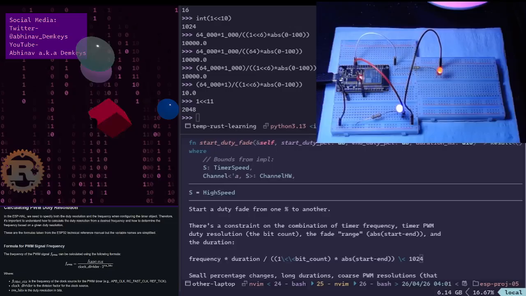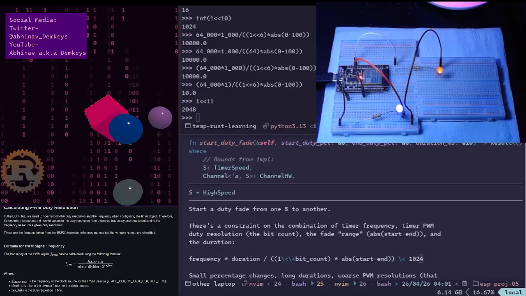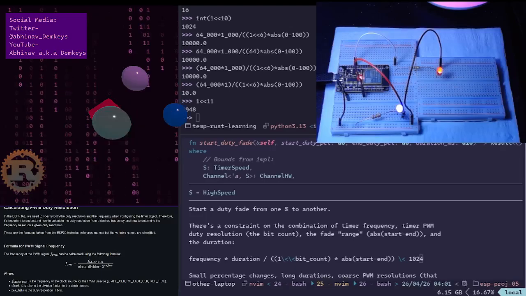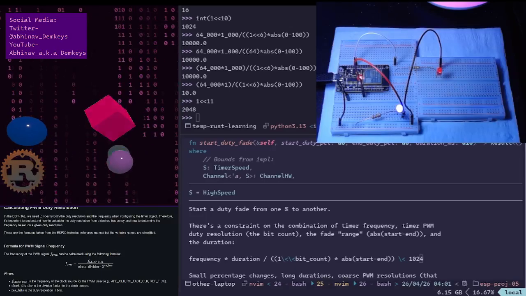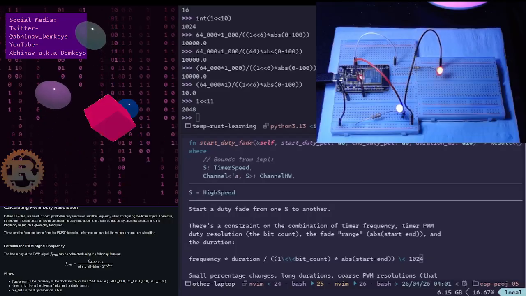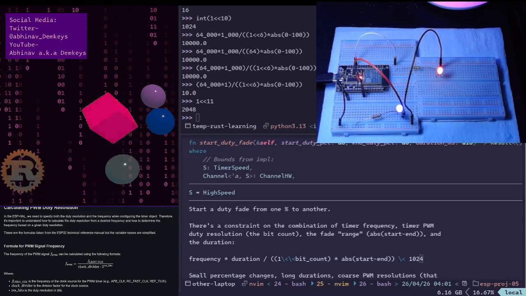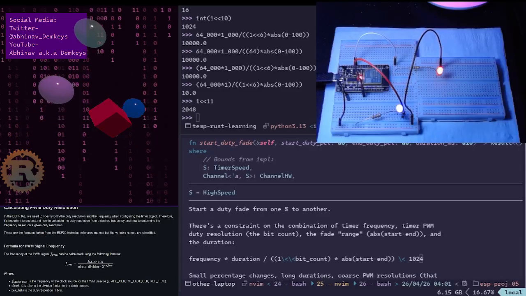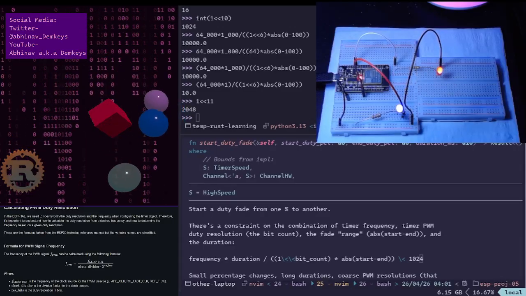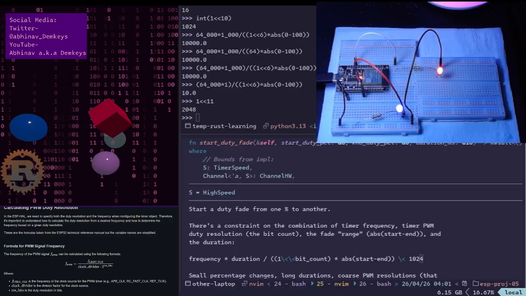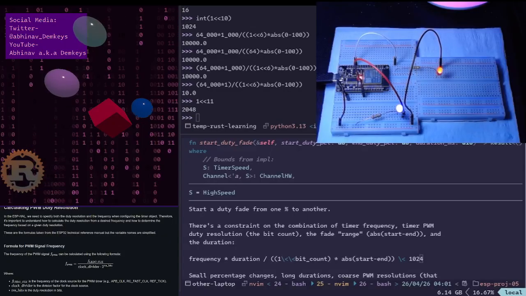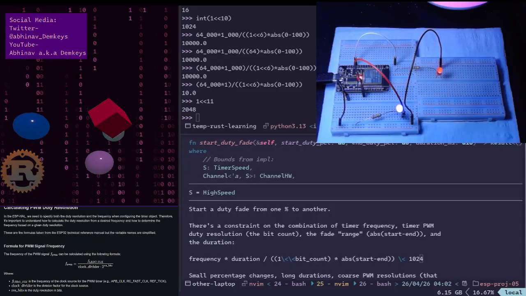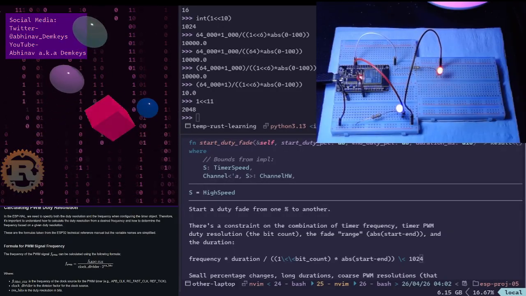Oh shit, we are dropping frames. We are dropping frames big time. Give me a second here. I'm going to do what I can to hopefully stabilize the connection. Okay, I think we are good.